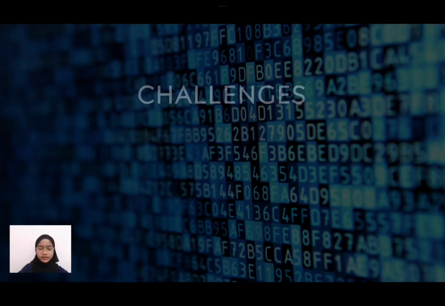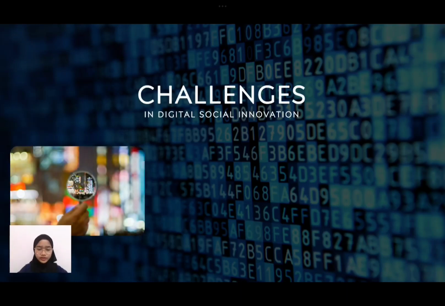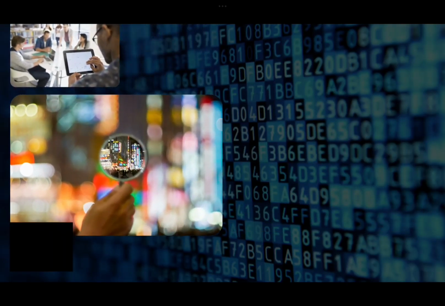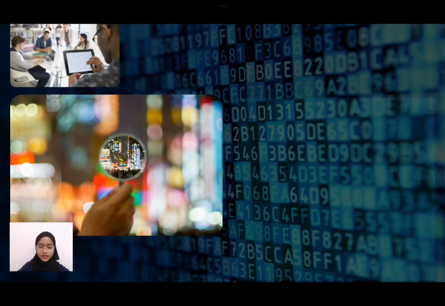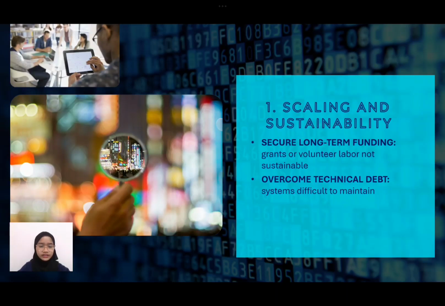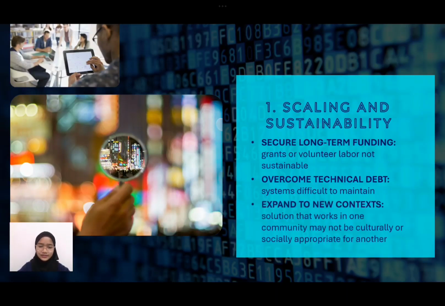Next, I'm going to talk about the challenges in digital social innovation. The challenge for digital social innovation is scaling and sustainability. This involves securing long-term funding as grants and volunteer labor are not sustainable. Projects must also overcome technical debt, meaning systems that are hard to maintain, and be able to expand to new contexts, since a solution that works in one community may not fit in another.